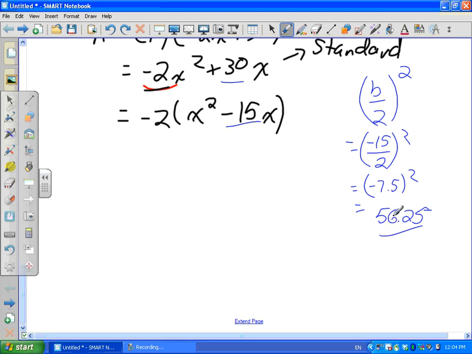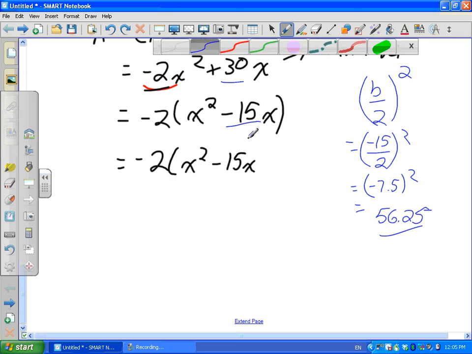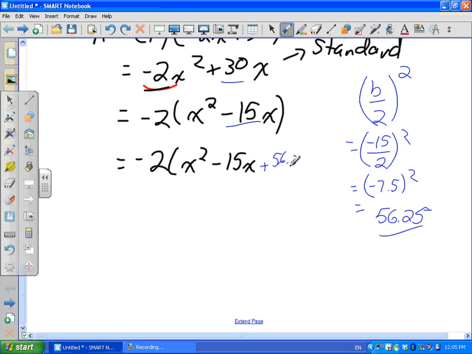That means, if you guys remember I told you, we got to just keep doing that same pattern over and over again. We need to put 56.25 into this equation. So let's rewrite it. Negative 2 x squared minus 15x plus 56.25, subtract 56.25. Remember, we do both because technically I'm not changing the equation. I'm adding and subtracting the exact same amount. Okay? I'm still trying to go through my vertex form, so I have to create a perfect square trinomial.